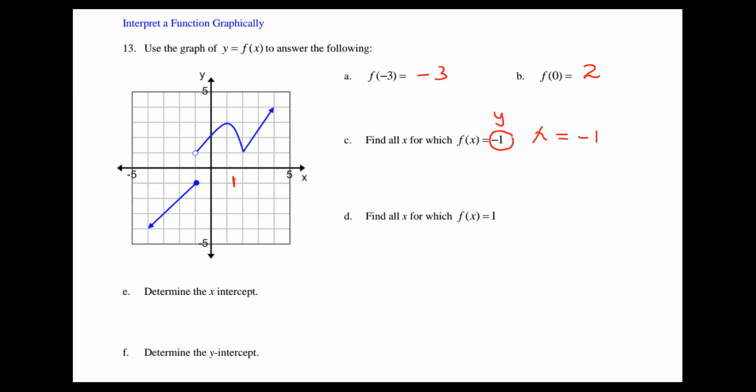So last, part D, we have to find x for which f of x equals 1. So that means this y is going to be 1. So this is y is 1. Where does it meet the graph? It's meeting at this point. However, this is open. That means this is not included. So the only point included is this one, which is 2. So x is going to be 2.